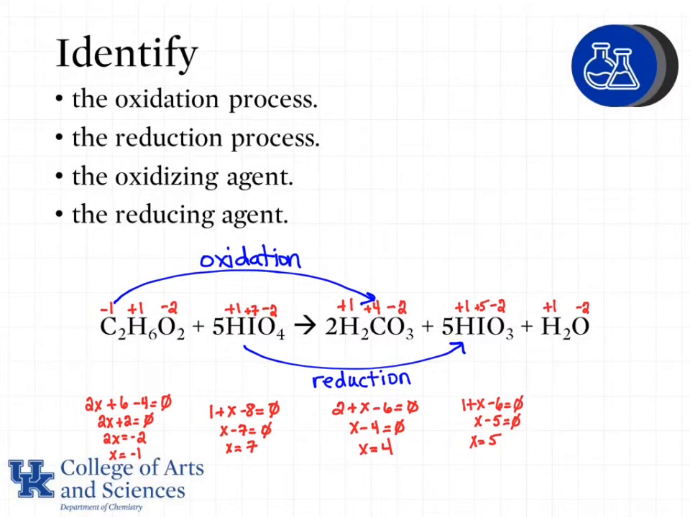The C2H6O2 contains the carbon which is oxidized, which means that it will be the reducing agent. It is causing something else to be reduced. HIO4, which contains the iodine which is being reduced, is the oxidizing agent. By being reduced, it is causing another species to be oxidized.